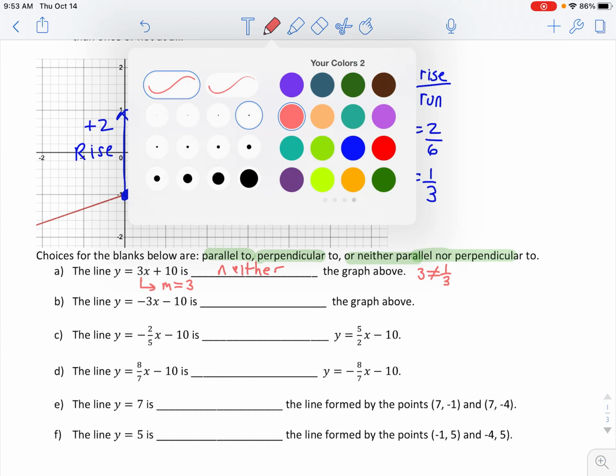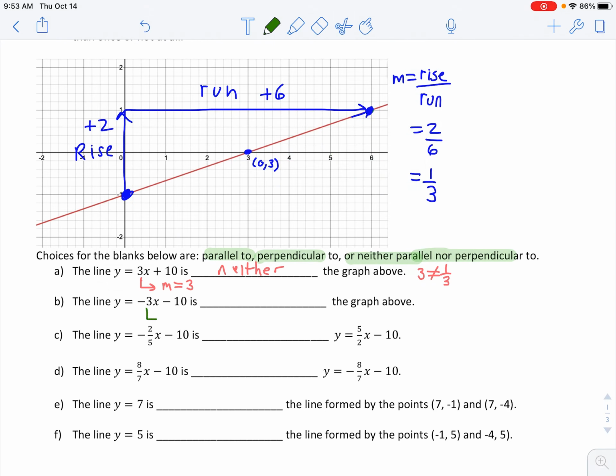Okay, now looking at this next one, we have -3. Obviously, -3 doesn't equal 1/3, so they're not parallel. However, if I take 1/3, I flip it and change the sign, I get -3/1, or just -3. So this one would be perpendicular. The slopes are opposite reciprocals.